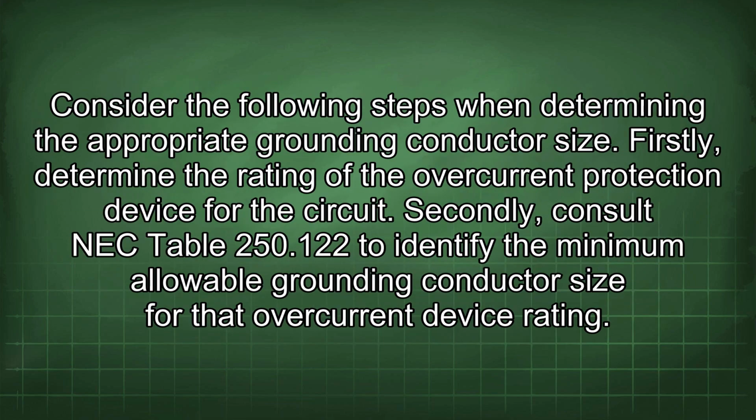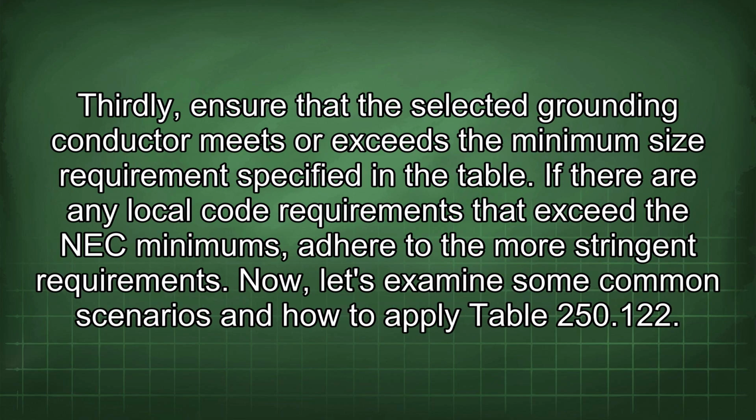Consider the following steps when determining the appropriate grounding conductor size. Firstly, determine the rating of the overcurrent protection device for the circuit. Secondly, consult NEC Table 250.122 to identify the minimum allowable grounding conductor size for that overcurrent device rating. Thirdly, ensure that the selected grounding conductor meets or exceeds the minimum size requirements specified in the table. If there are any local code requirements that exceed the NEC minimums, adhere to the more stringent requirements.